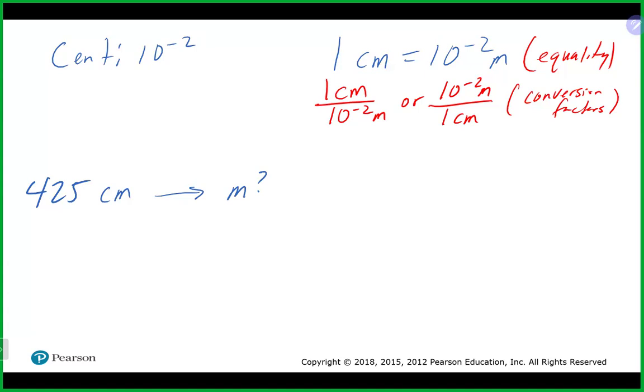For example, here we would take something like the 425 centimeters, and we know we want to go to meters. 425 centimeters is not written as a fraction, but it is assumed that it's kind of like over 1, if you will.